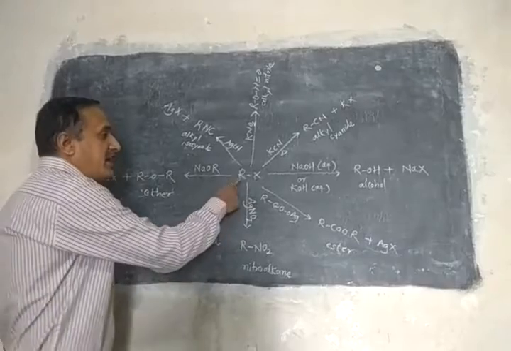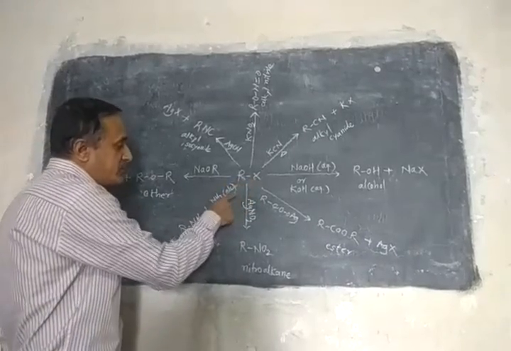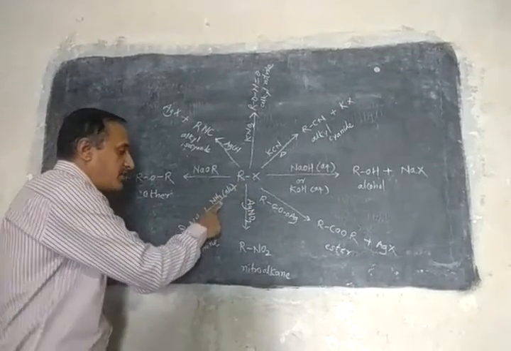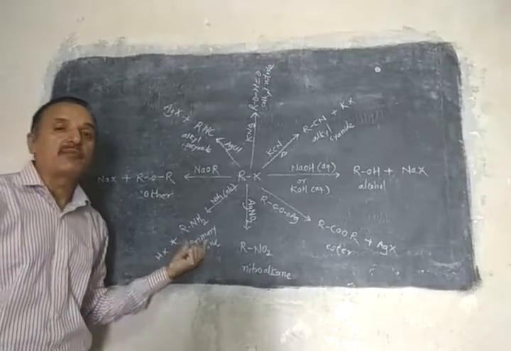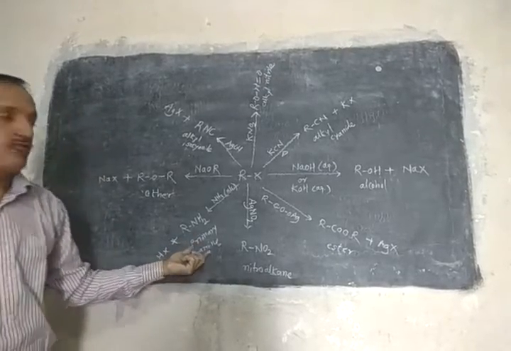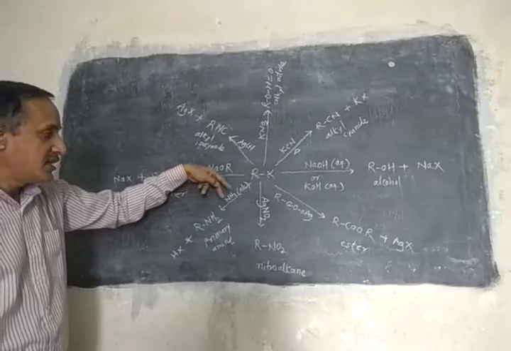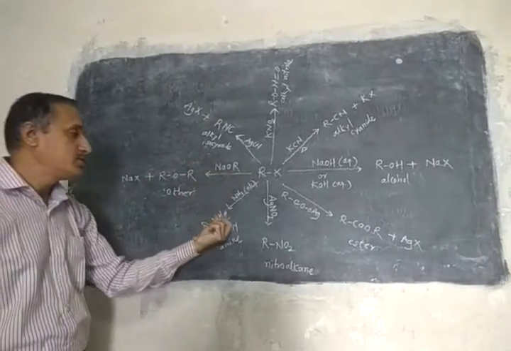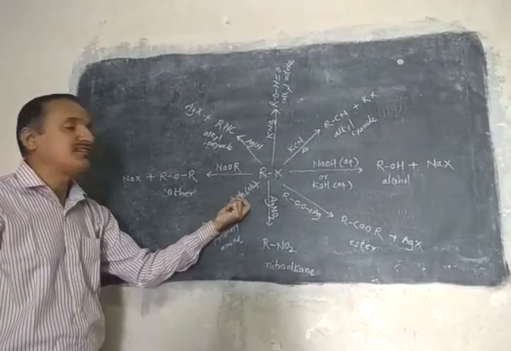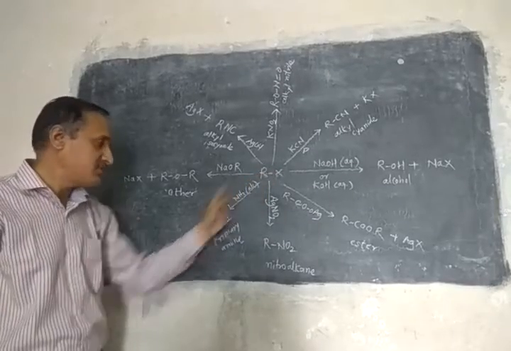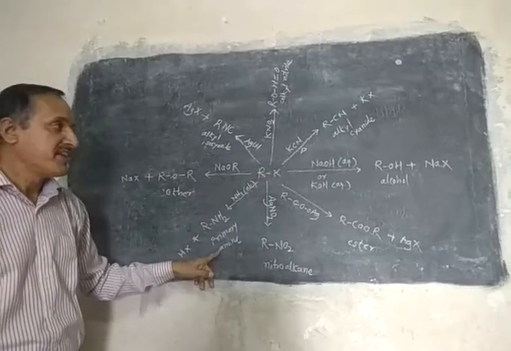Next, when alkyl halide RX reacts with alcoholic ammonia, we get the primary amine. Here NH3 acts as the nucleophile. It replaces X, and we get the primary amine.